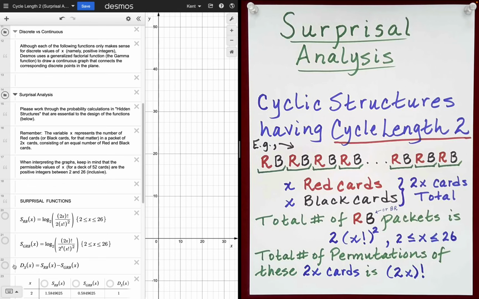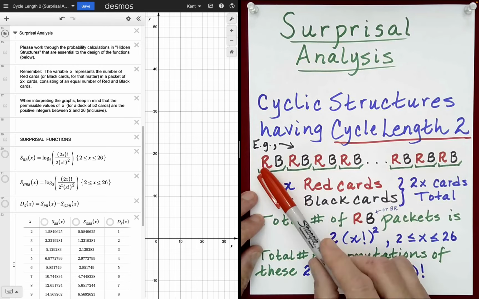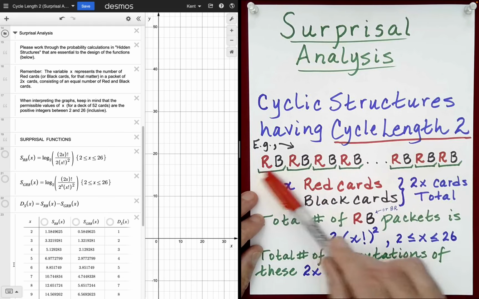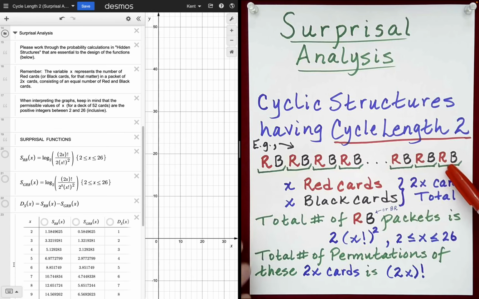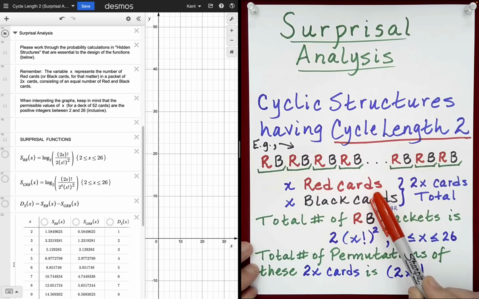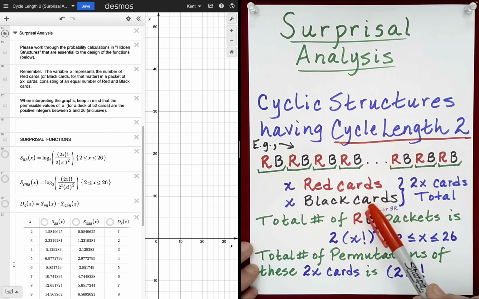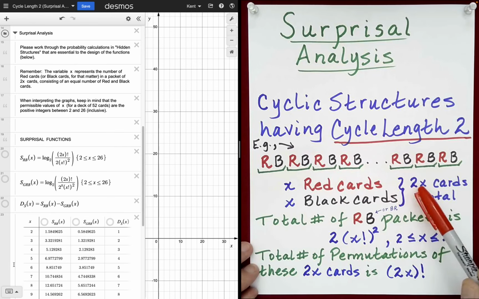Surprisal analysis. To be able to understand the following surprisal functions, we'll need to do a little bit of analysis first. So let's take a look at the information I've written out on the right-hand side of the screen. In this video, we're looking at cyclic structures having cycle length 2. For example, an alternating packet of red-black or black-red would be an example of this. So let's go ahead and declare the variable x as denoting the number of red cards in our packet. And that same value of x will denote the number of black cards, giving us a total of 2x cards.